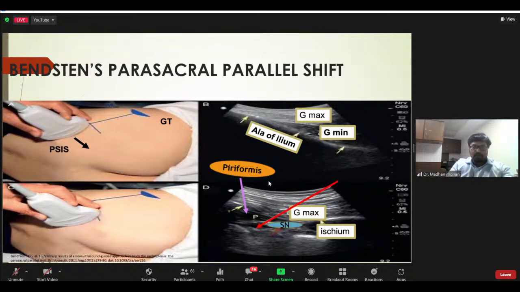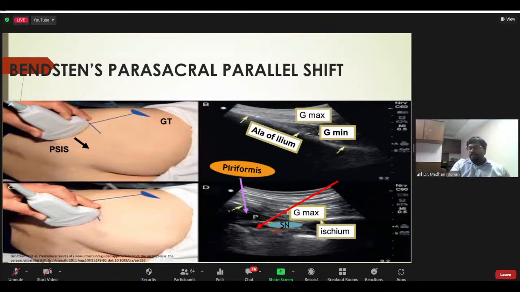As you keep coming inferomedially, you will get the break in the continuity, which will be the greater sciatic foramen. And the moment you get the discontinuity, you will start seeing the nervous elements. You may need to come a little inferomedially to get the proper sciatic nerve in a long axis. And as far as the block is concerned, you can come in plane or out of plane, whichever is comfortable.